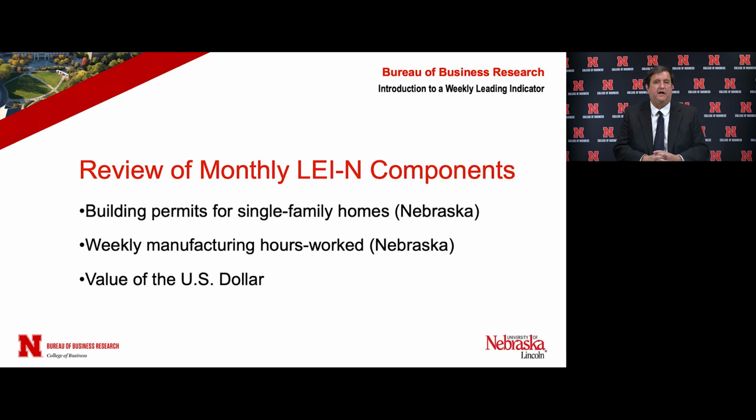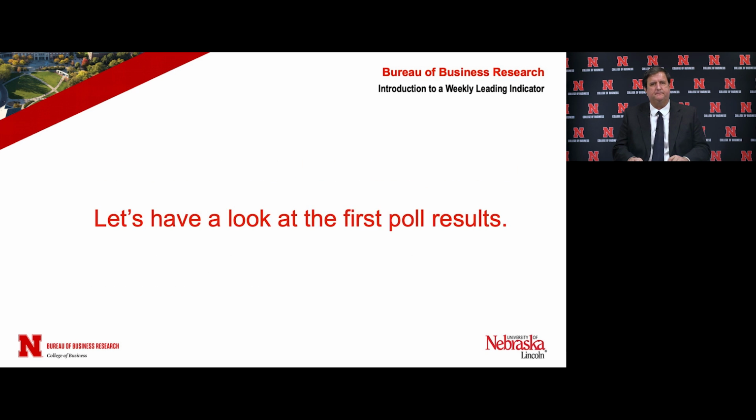Finally, the value of the U.S. dollar comes out very quickly after a month ends and is very predictive in our export-oriented state. It certainly affects industries such as agriculture and manufacturing. So that's three of our six components.